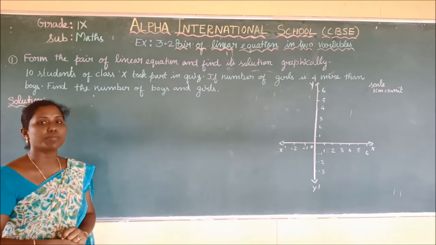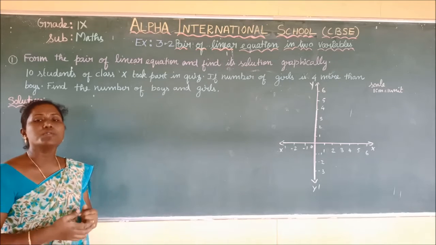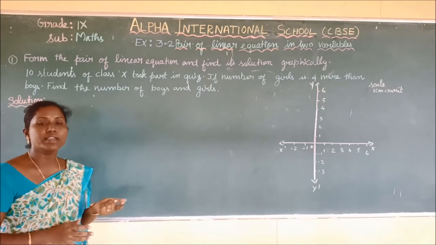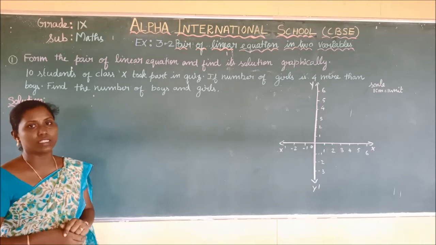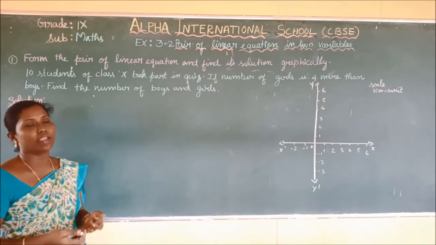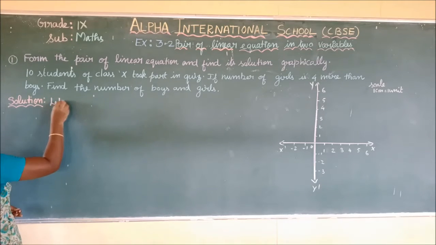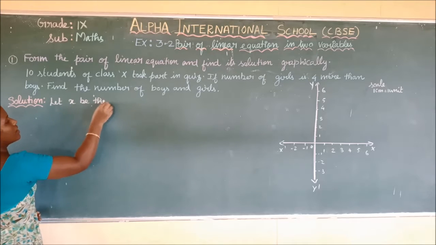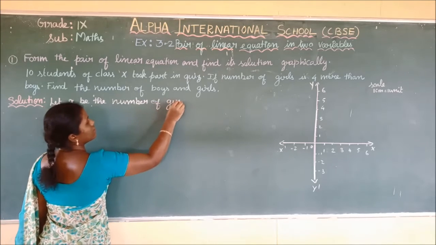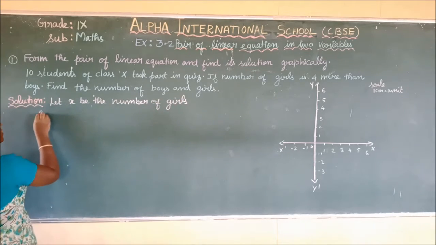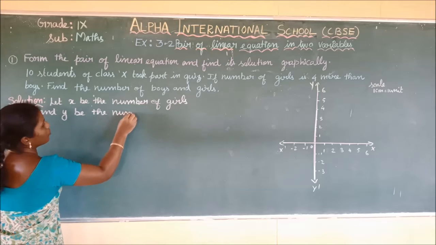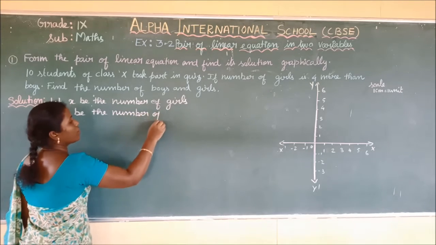For this, first we have to find the linear equations. How to do that? We don't know the number of boys and girls, though the total of 10 we know. So let x be the number of girls who participated in the quiz, and let y be the number of boys.